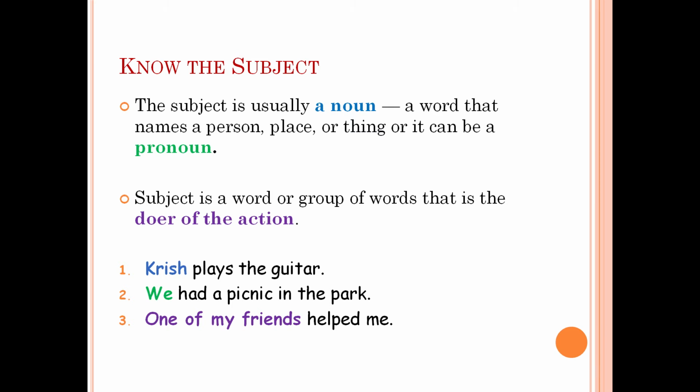And all these 3 examples show who is doing the action in that particular sentence. So the doer of the action is the subject of the sentence. Of course, in the active voice.